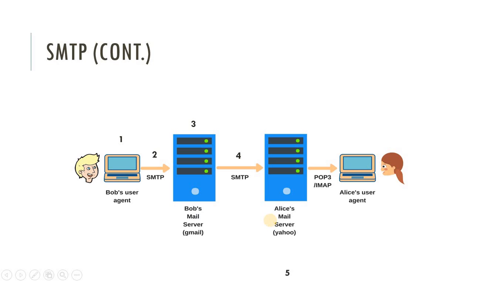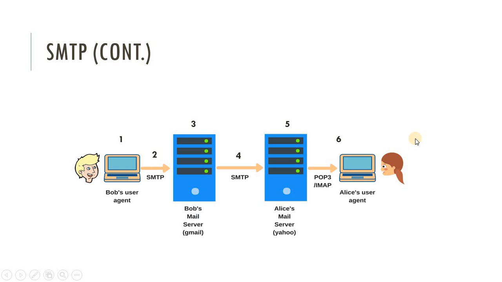Now Alice's mail server receives the message and stores it in her mailbox so that she can read it later. The last step is, at some point Alice uses her Microsoft Outlook to fetch messages from her mailbox and eventually read Bob's message. So this is how a mail is transferred from one person to another person. This is a simple flow.